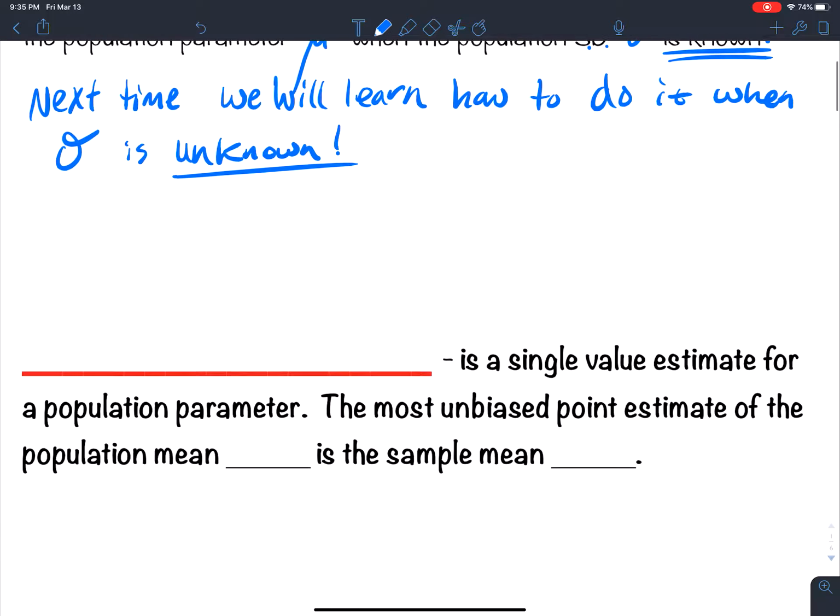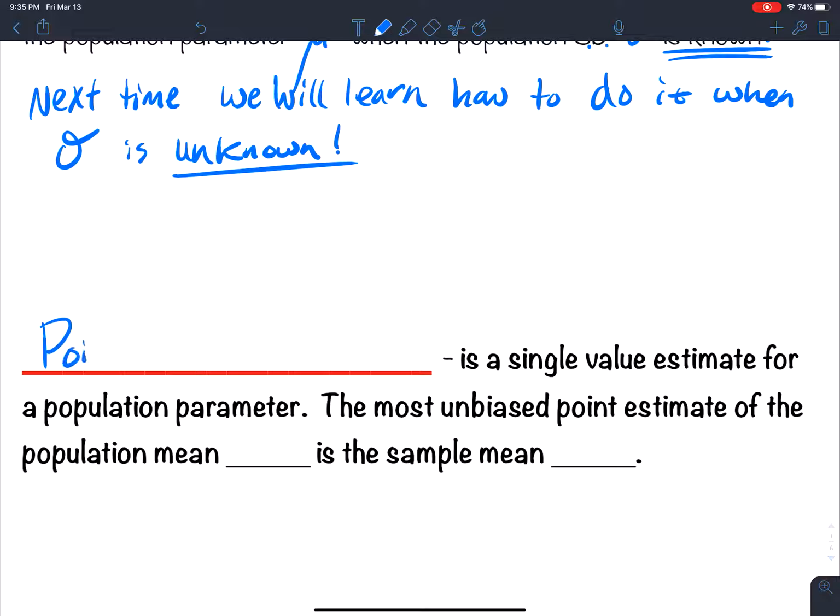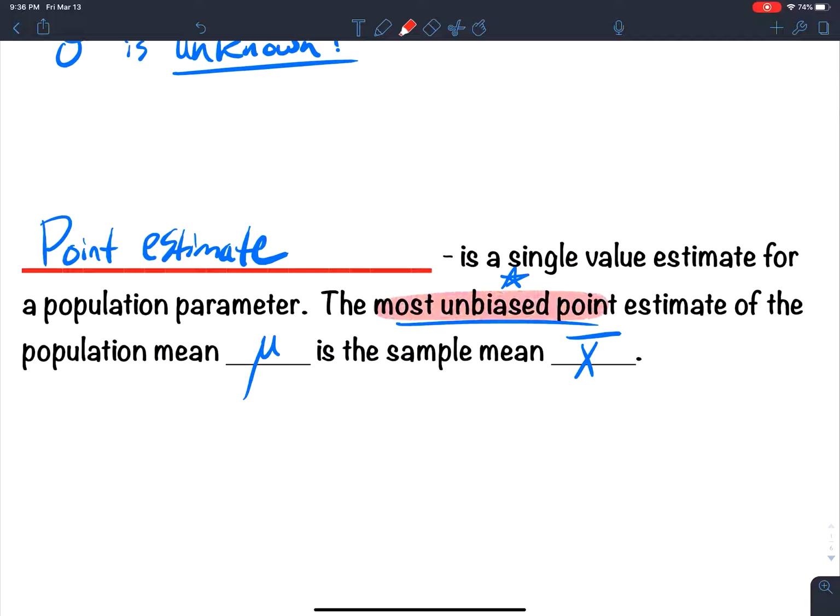So, point estimate. Point estimate. This is a single value estimate for a population parameter. The most unbiased point estimate of the population mean mu is the sample mean x bar. This is the most unbiased point estimate of the population mean.